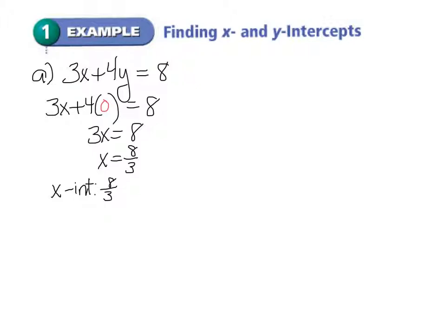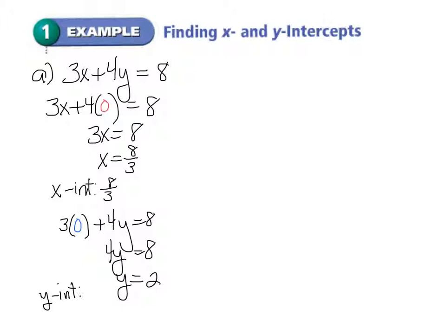To find the y-intercept, I'm just going to erase this. We already have it. To find the y-intercept, I plug in 0 for x. So now you just solve the equation. That gives you 4y equals 8 and y equals 2. Therefore, my y-intercept is 2. What does that mean? That means that this graph would cross the x-axis at 8/3 and it would cross the y-axis at 2.